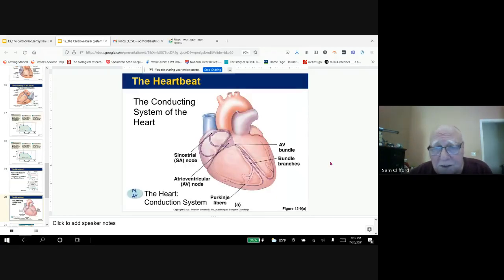The conduction system of the heart is a special nervous system that automatically depolarizes about 60, 70 times for the heartbeat, 60, 70 times for the heart rate.